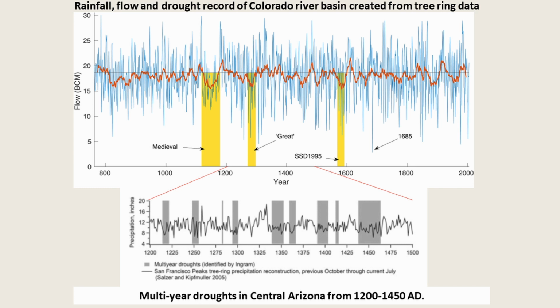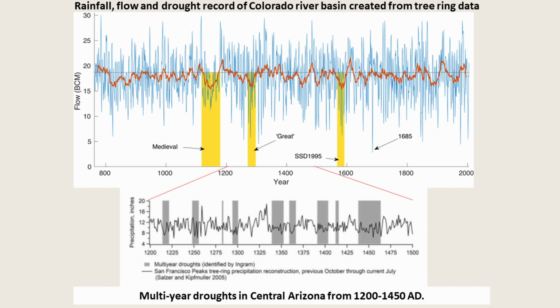So my first graph here, this is the rainfall, flow and drought record of the Colorado River Basin, which was created from tree ring data. And thank you to all the researchers that did all this work. The blue lines are the rainfall. The red line is the flow in the river. And the yellow there are these very long droughts that this group of farmers had to make it through.